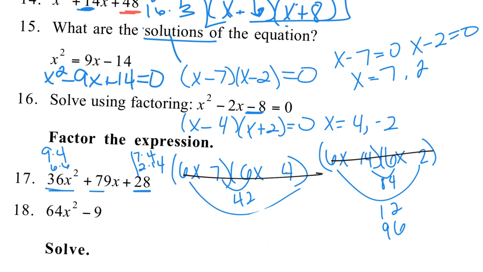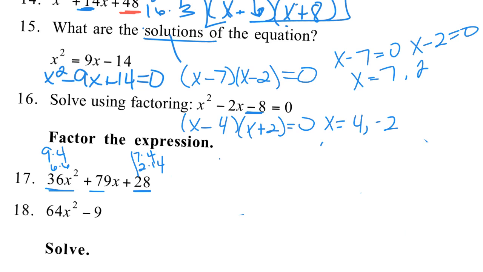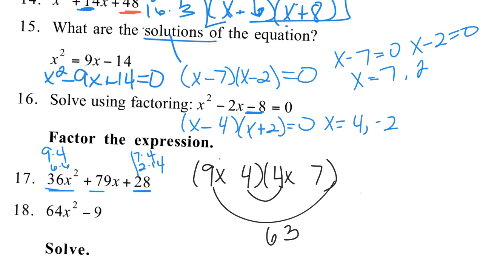So let's try maybe the 9 and the 4. The 6 and the 6 didn't work with the two options I looked at. I don't think 28 and 1 is going to work, so let's try 9x and 4x with 4 and 7. We got 63 and 16. There we go, that adds to 79. So that works. They're both positive. So 9x plus 4 and 4x plus 7.